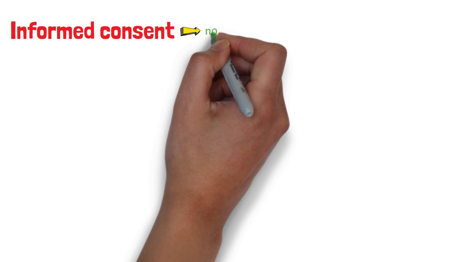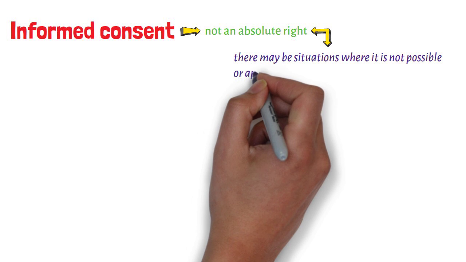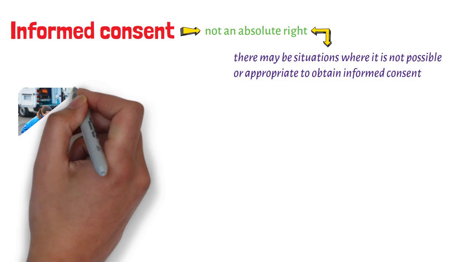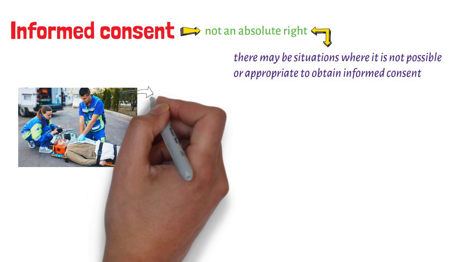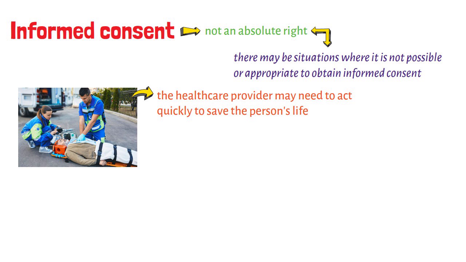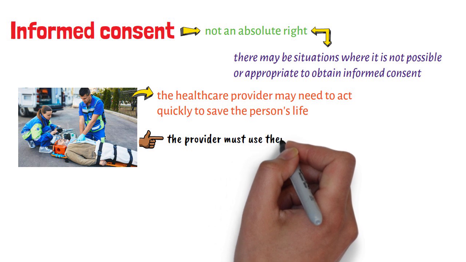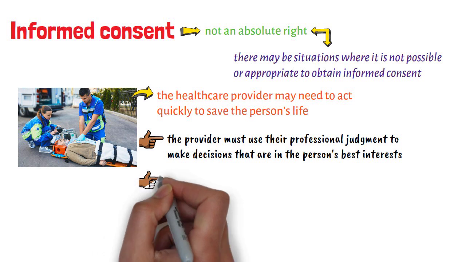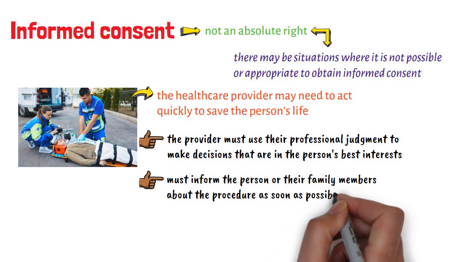Informed consent is not an absolute right, and there may be situations where it is not possible or appropriate to obtain informed consent. For example, in emergency situations where the person is unconscious or unable to give consent, the healthcare provider may need to act quickly to save the person's life. In such cases, the provider must use their professional judgment to make decisions that are in the person's best interests, and must inform the person or their family members about the procedure as soon as possible.